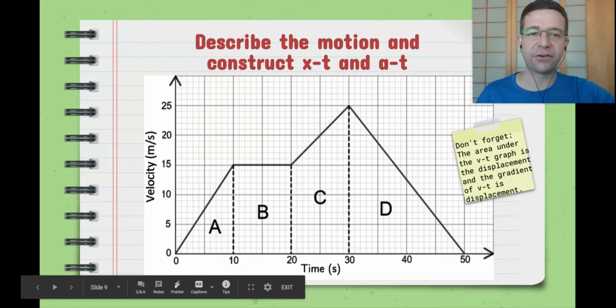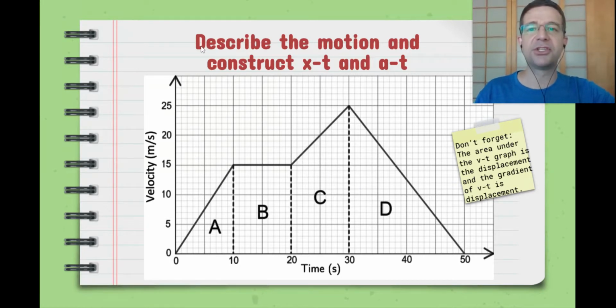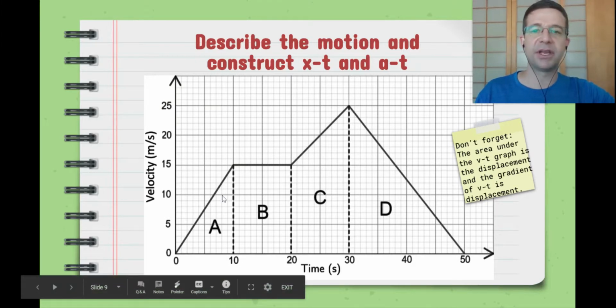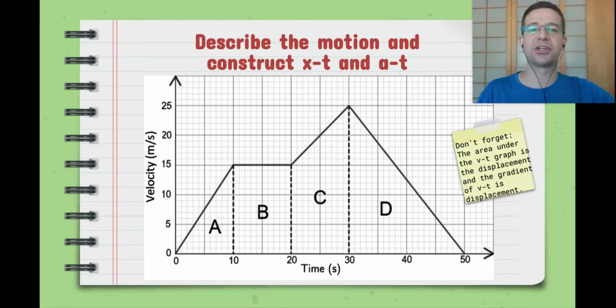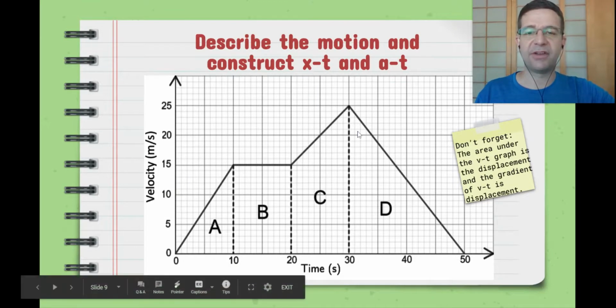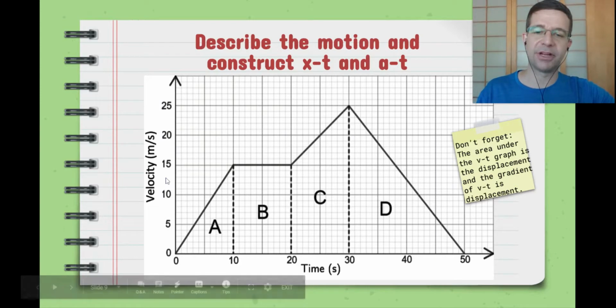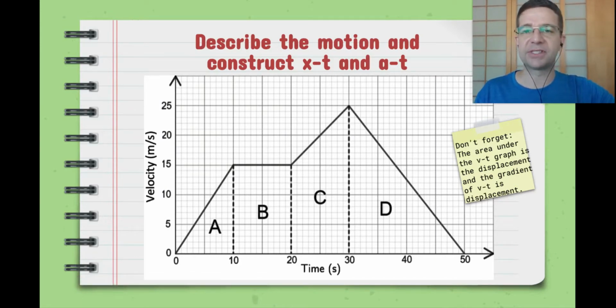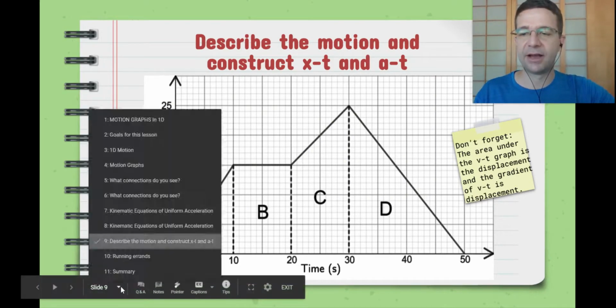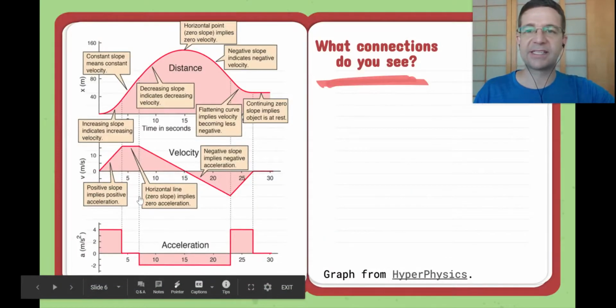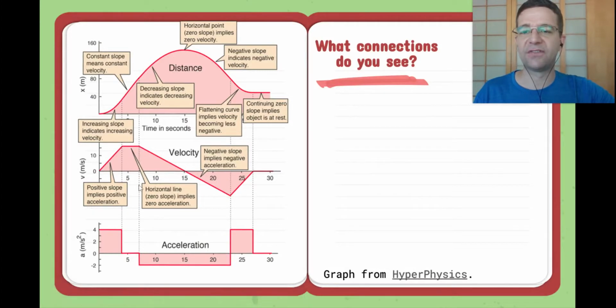And the question for you is to spend some time on, can you describe this motion? And not just describing the motion in terms of velocity, but can you describe it in terms of how the position is changing? Can you describe it in terms of any acceleration? And then take this graph and construct the position versus time graph and the acceleration versus time graph, so that you end up with something that looks like what we looked at back here in slide 6, where you have the distance, velocity, and acceleration.